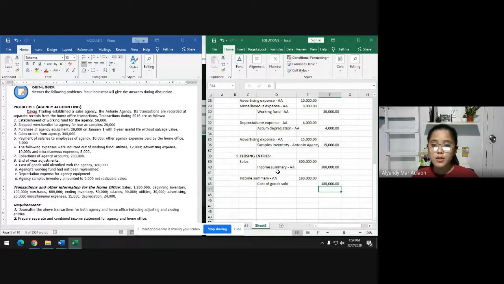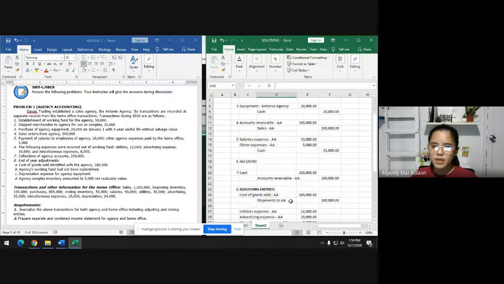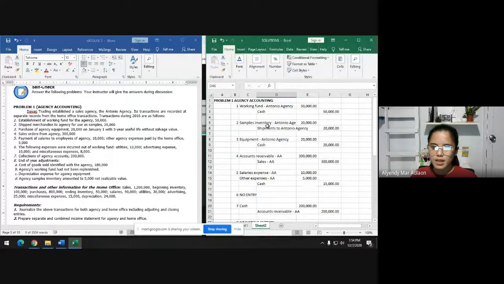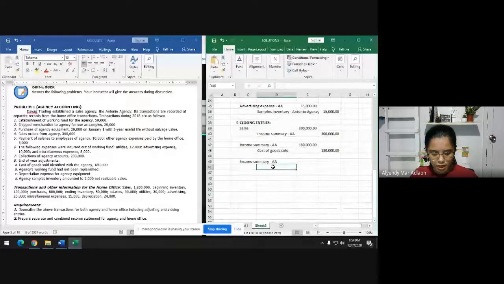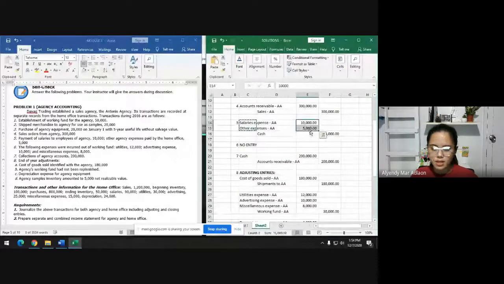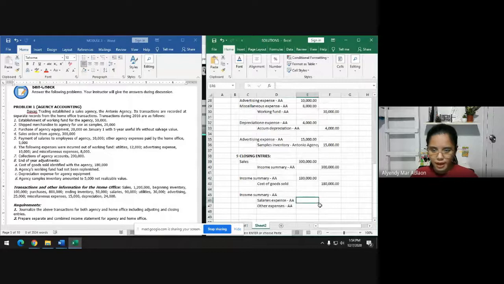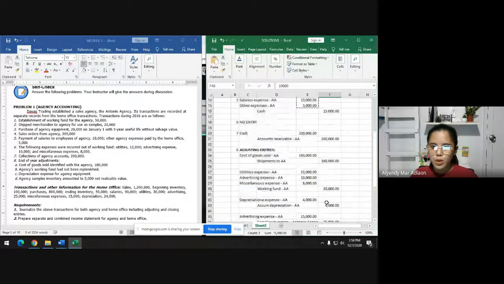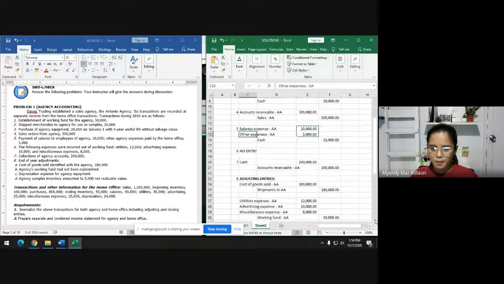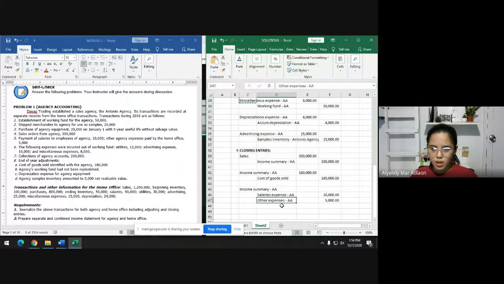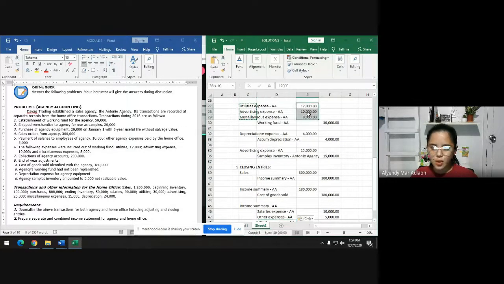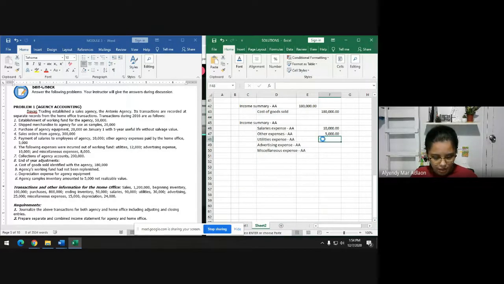Okay, so next is to close the expenses. Debit income summary and credit the expenses. So what are the expenses? You have there salaries expense and other expenses, 10,000 and 5,000. Then you have utilities, advertising, and miscellaneous. Okay? Utilities, advertising, and miscellaneous, you have 12, 10, and 8.